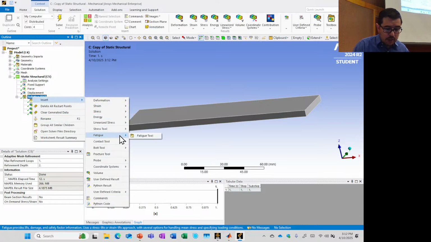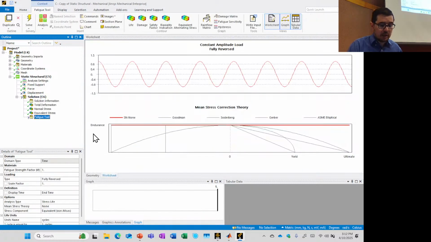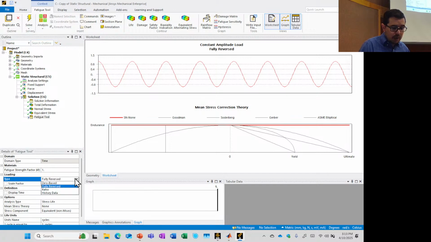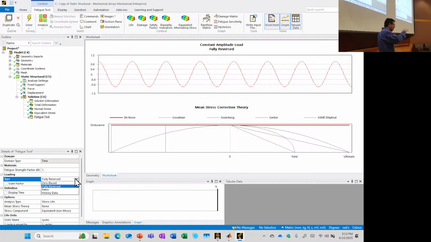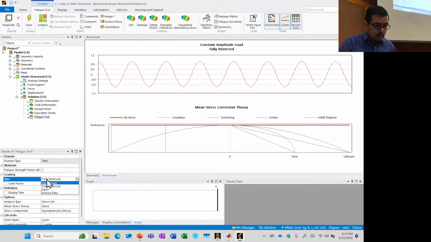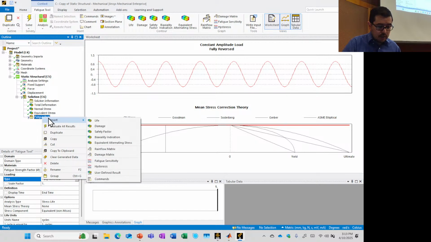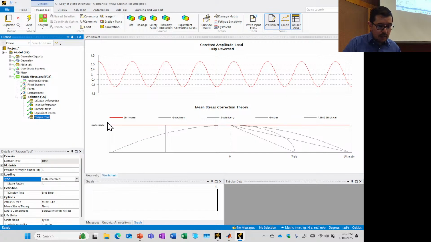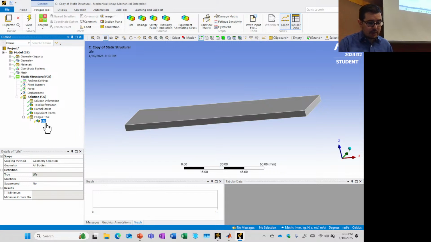Okay, we can add fatigue, and we can add this fatigue tool. Okay, just like this. And this fatigue tool is giving you the type. All right. So remember, you have different loading types and various things where you can have like an offset, right, and you can oscillate about some value. Okay. And we're going to go ahead and leave it as fully reversed, okay? And we're going to look at the life, all right, of this system.